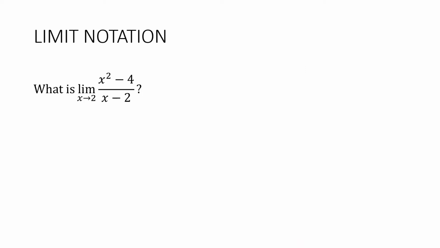Let's try a harder limit. What is the limit as x approaches 2 of x squared minus 4 all over x minus 2? Well, what happens if we substitute in 2 for x? We get 2 squared take away 4 on top, and 2 take away 2 on the bottom, which is 0 divided by 0. And this is undefined. We can't ever divide by 0, even when it's 0 on the numerator.